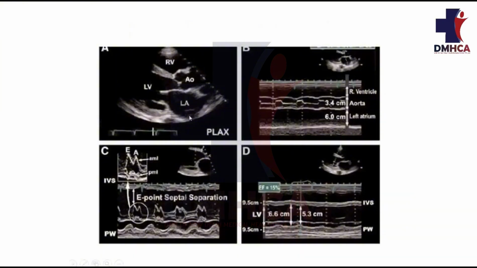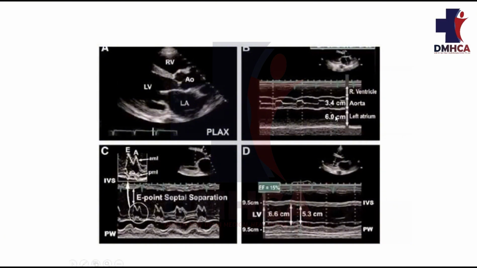The chambers are dilated: LA is dilated, aorta is dilated, LV is dilated. This is the aorta and ventricle. The EPSS means E point, from this point to this point. If it is less, then there is good LV function. If it is more, then it is severe LV dysfunction. And this is the dilated chamber. If you see, the LV is 6.6. It is dilated, since normal is 5.5. The aorta is also dilated, and the RV is dilated.